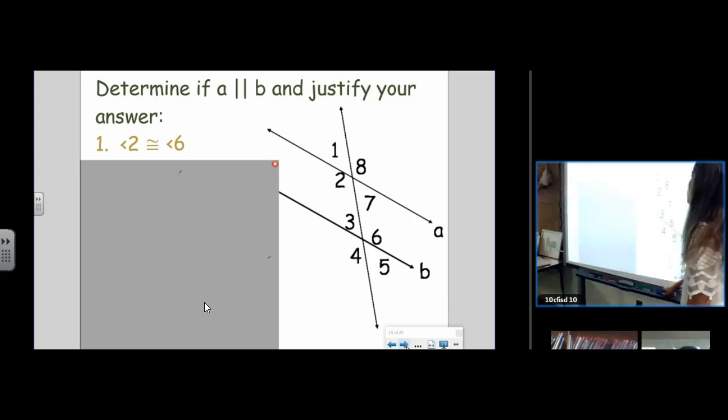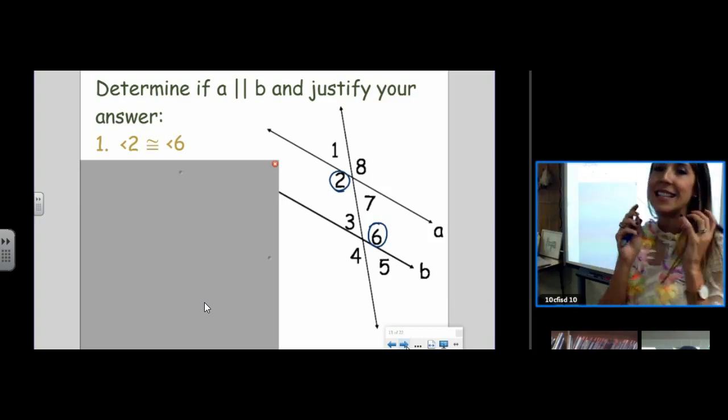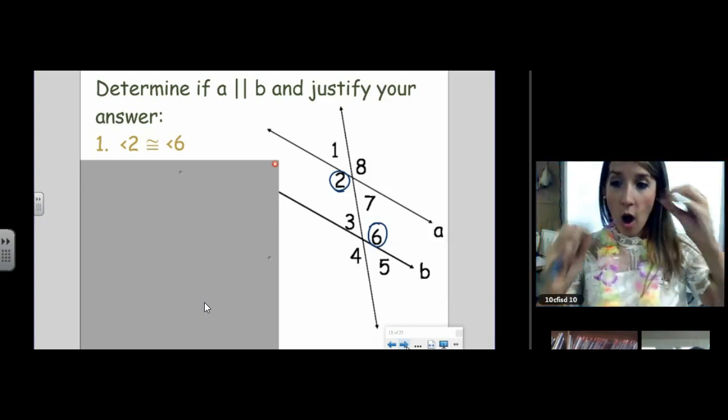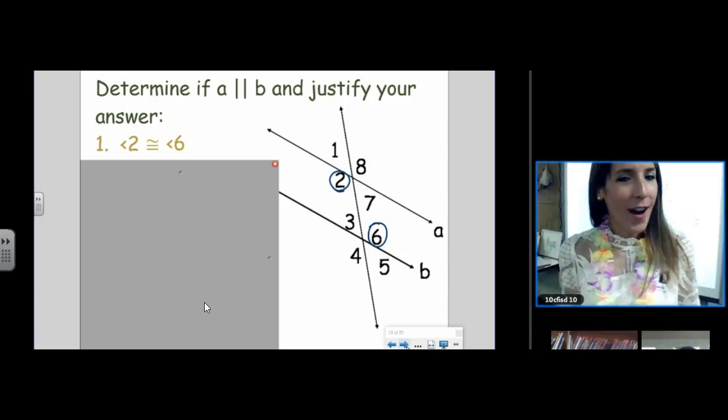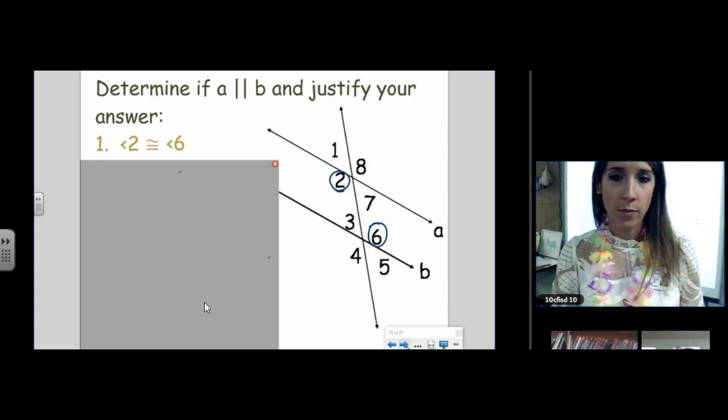Angle 2 is congruent to angle 6. So that is given information. You don't say true or false. No, that's given to you. They are congruent. What you're trying to decide is if that forces A to be parallel to B or not.